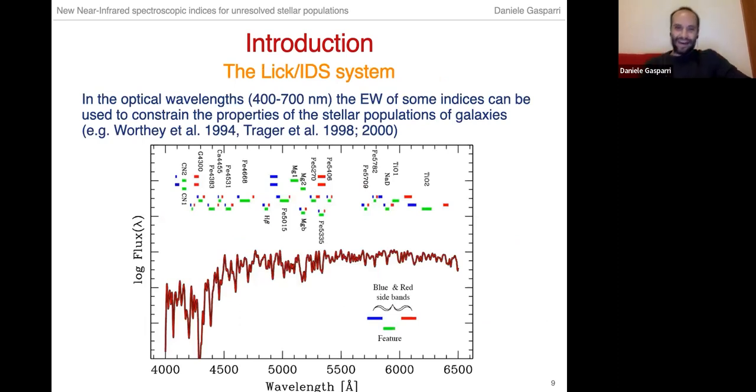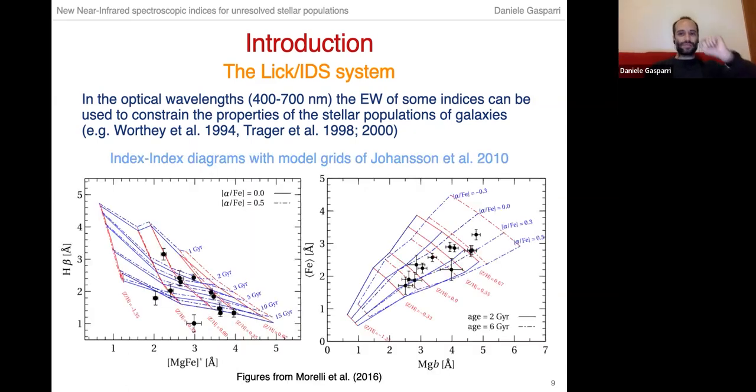Of course, this is not a new idea. I didn't invent anything, because one of the most reliable and used systems of spectroscopic indices in the optical is the Lick/IDS system. It's a system of 20 to 25 indices in the optical band, which are mainly sensitive to the properties of the stellar population of galaxies. From this group of indices, there is a small group which is still very useful to constrain the properties of the stellar population of galaxies in the optical.